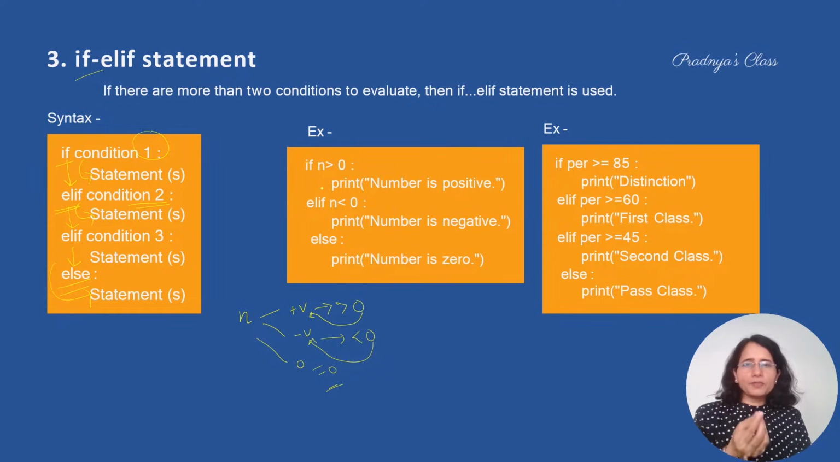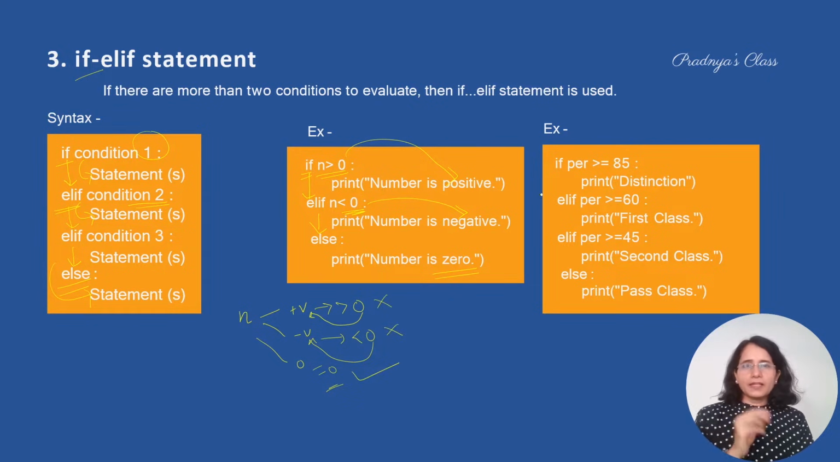So let's write this piece of code. If n is greater than 0, then the number is positive. Else it will continue to the elif. Now we are checking one more condition. If it is less than 0, we will get this message negative. Otherwise, it will go to else part. If both the conditions are false, then we will get that number is 0. No need to check again whether it is equal to 0, because if two conditions are wrong, this only will be true.